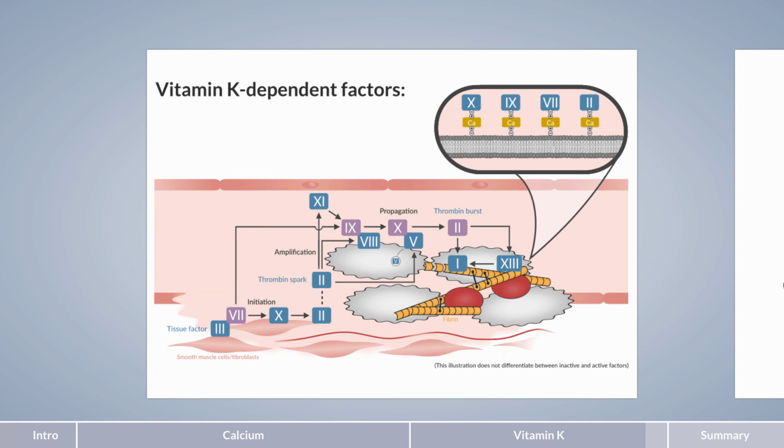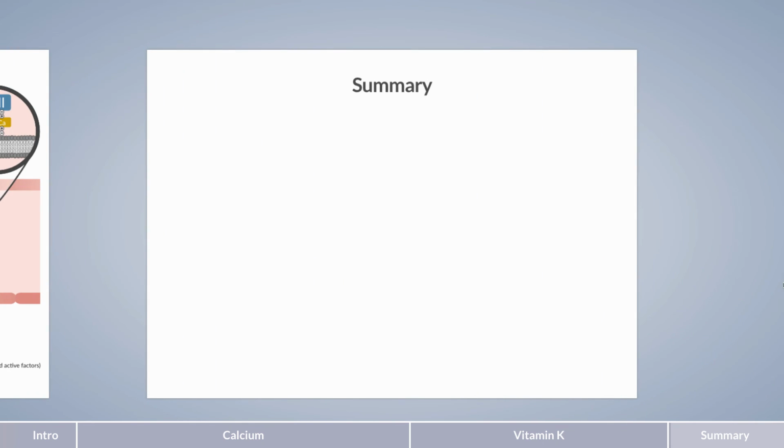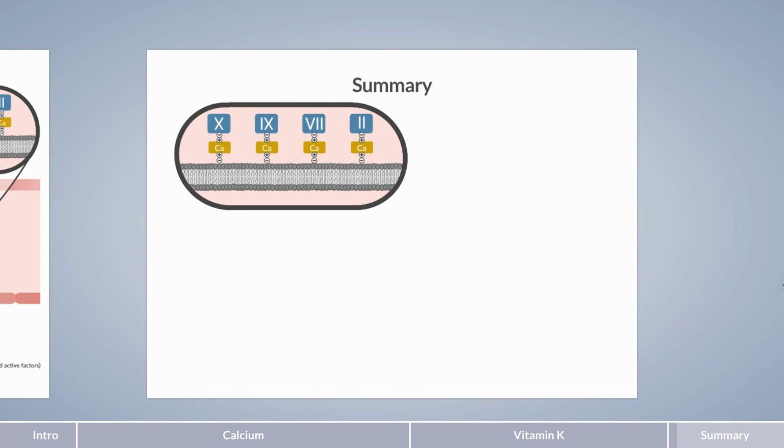By the way, recent studies have shown that other factors are also capable of binding to the platelet membrane, such as factors 5 and 8. However, the exact mechanism by which these factors bind is still not completely understood, but is under investigation. Okay, in this episode, we've shown you how clotting factors bind to the cell membrane.